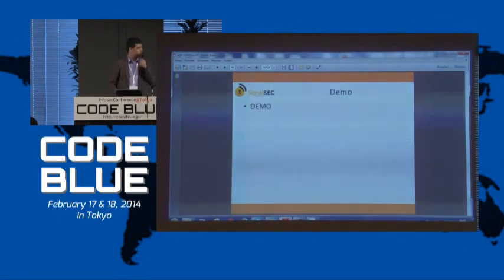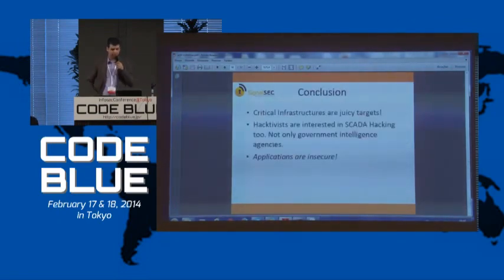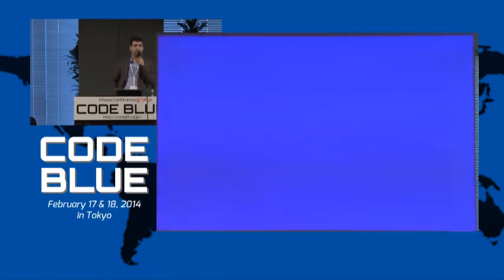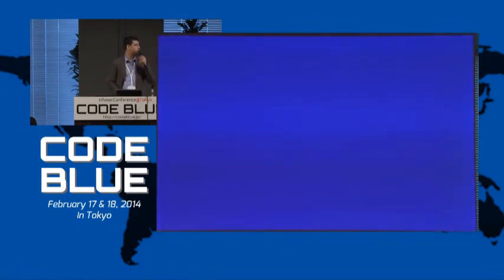So, conclusion: critical infrastructures are juicy targets for hackers, governments, and security researchers. As a security researcher, as we see in press stories and news, it gives fame to the researcher, or profit and money for the researcher.